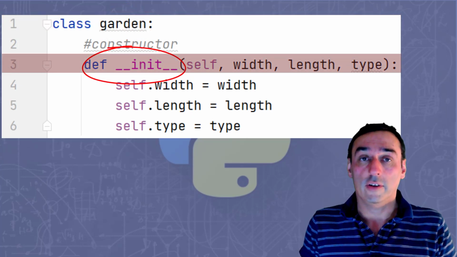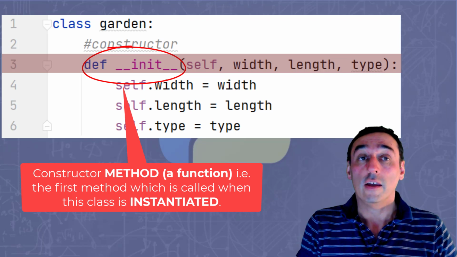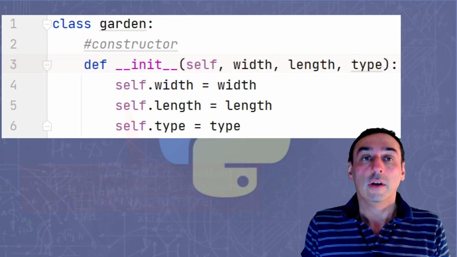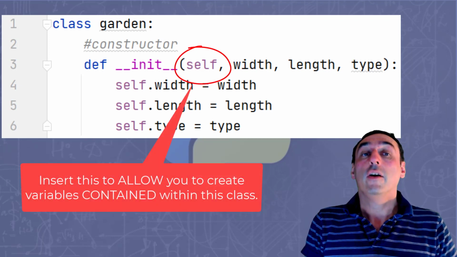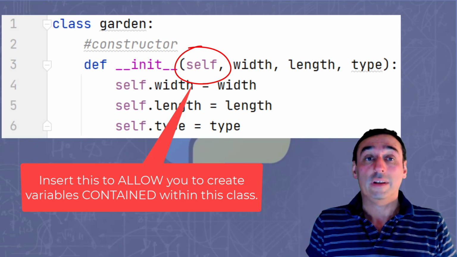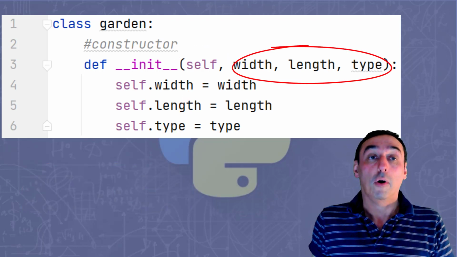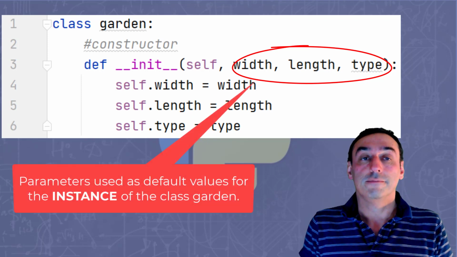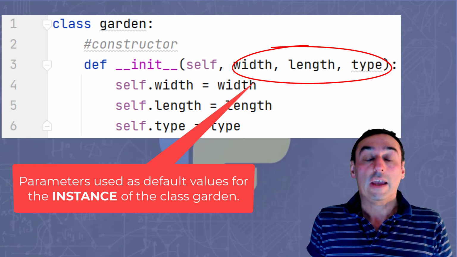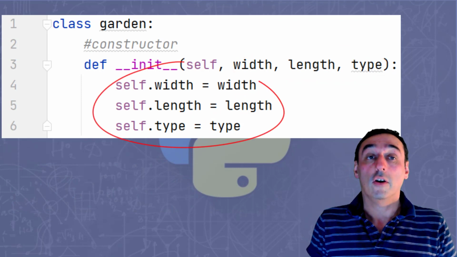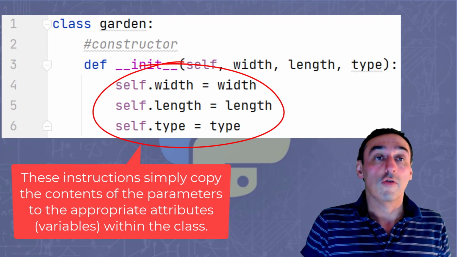We then use a constructor method. This is the method that will be called when we instantiate the class, i.e. create an object from the class garden. This is the first method that will be called, with the following parameters. The self we use to say I'm going to define within this class some of the default variables, in this case width, length and type. And those default values will be set via the following parameters as part of the constructor method. So when those parameters are passed, they are then used to define or set the variables within the class garden, in this case width, length and type. So they are simply copying those parameter values across.